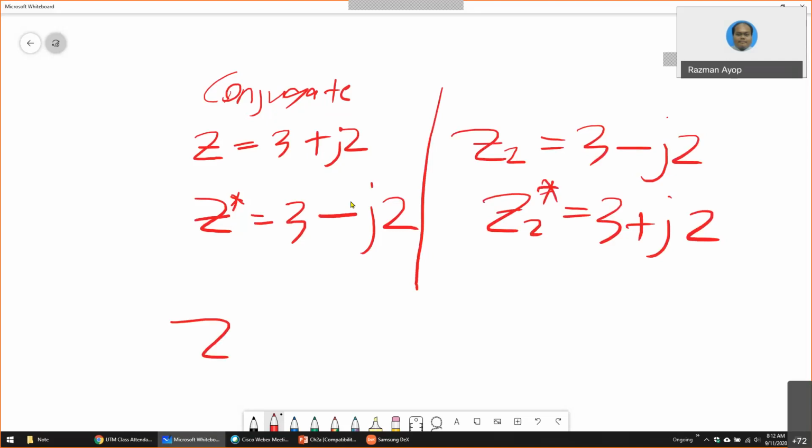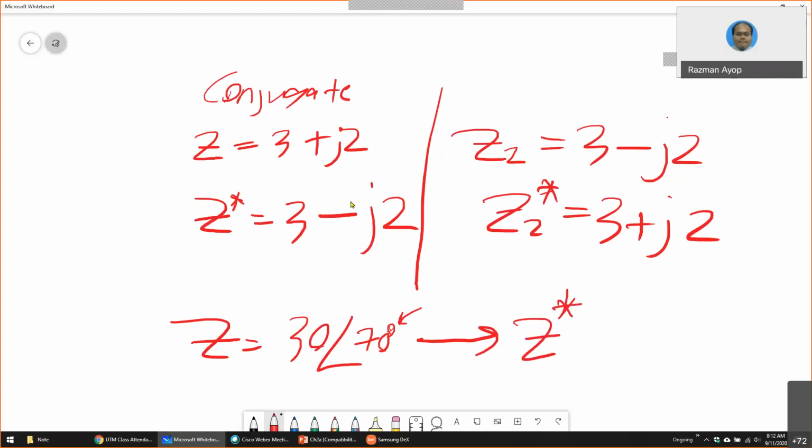How about if it is in this form, for example z is 30 at 70 degrees. Make sure you put the degree, because if you don't, it means your unit is in radians. So this one is in degrees. To get the conjugate, you use the same representation: 30, but instead of positive 70 degrees, you put negative 70 degrees.